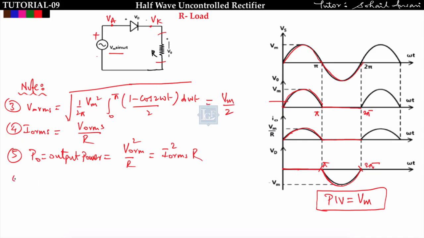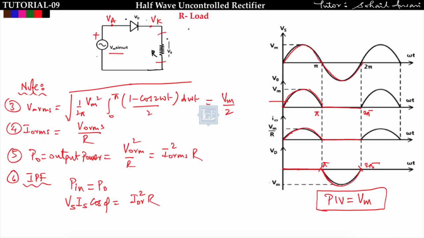Sixth point is input power factor. How to find the input power factor? For finding the input power factor, you should make input power equal to output power. Since it is a power electronic circuit, we are taking the case of ideal diode, so losses in the circuit will be 0. So input power will be equal to output power. Input power we can write as source RMS voltage, source RMS current into cos phi, equal to output power, that is I naught RMS square into R. Now here source RMS current is equal to output RMS current.